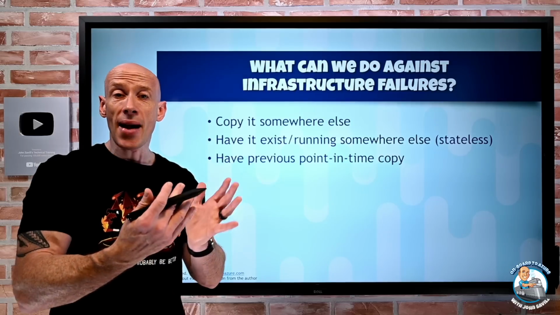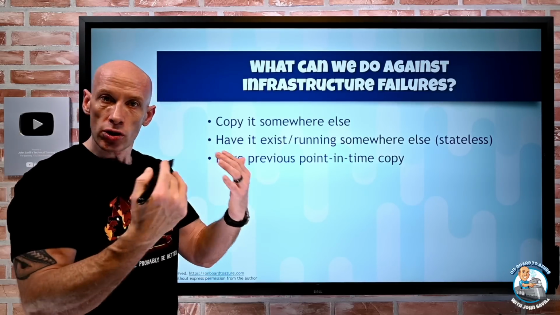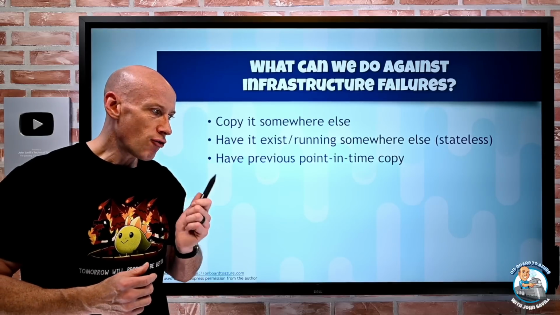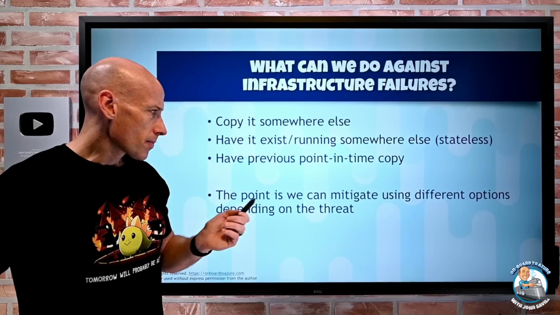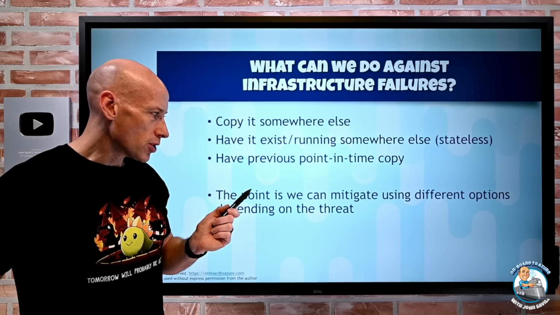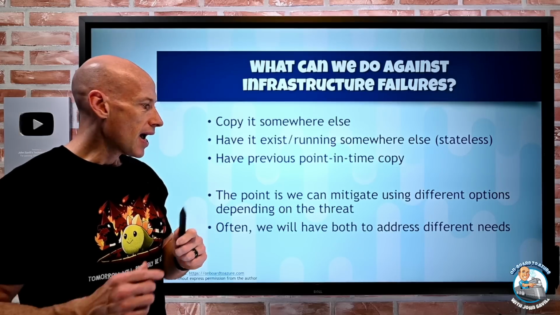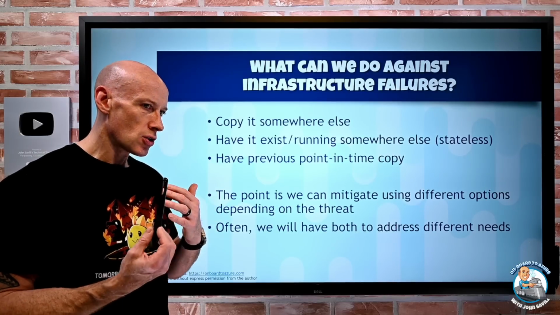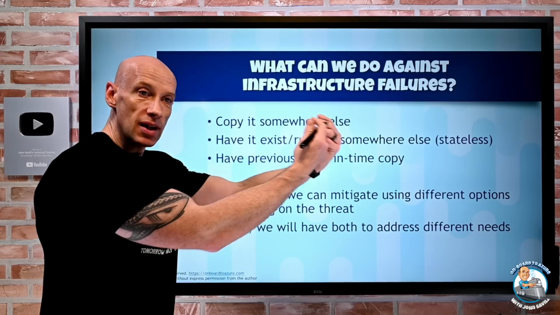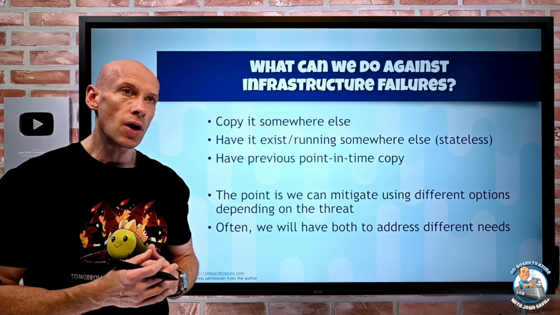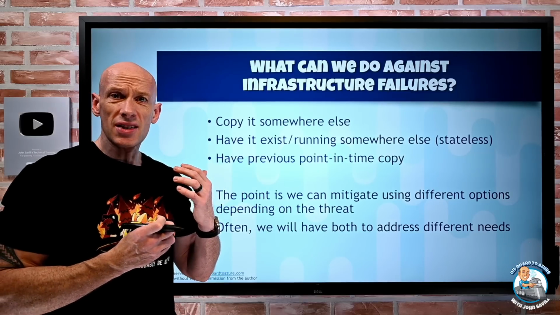I have some backup on different media than the primary source, and I could restore to a new set of disks, for example. So there's different things I could actually do here. The point is, we can mitigate using different options depending on the type of threat we have. Often, we're going to have both the types of protection to protect against different types of issue. I want backups on some different medium, but also I might just have replication if there was some just disk failure.